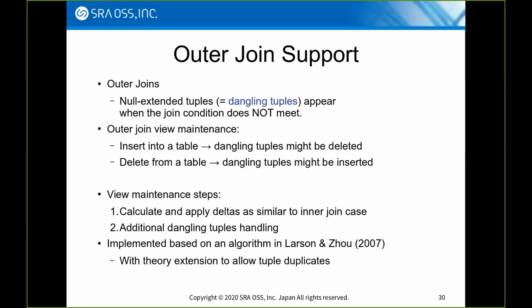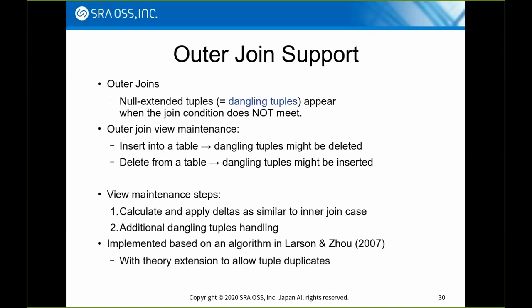Okay, next, I'll explain outer join support. In outer join, there are null-extended tuples, that is, dangling tuples, which appear when the join condition does not meet. So, when tuples are inserted into a table, dangling tuples might be deleted from the view, and when tuples are deleted from a table, dangling tuples might be inserted into the view.